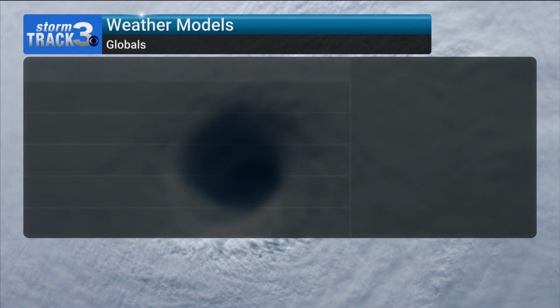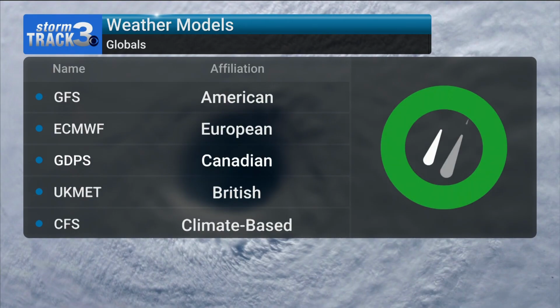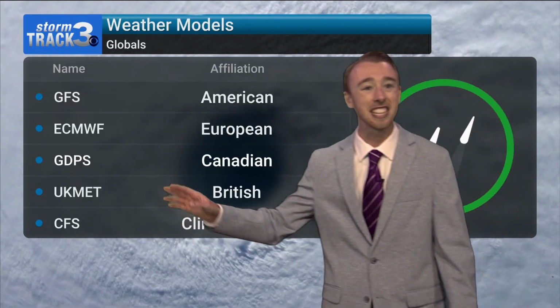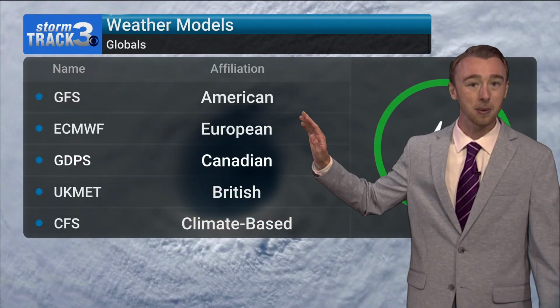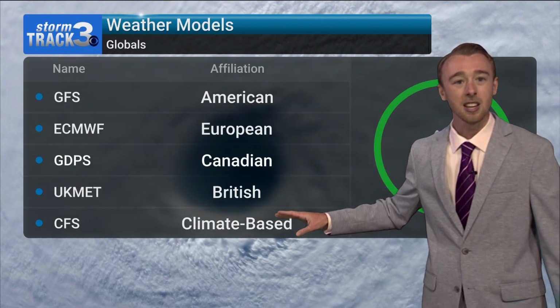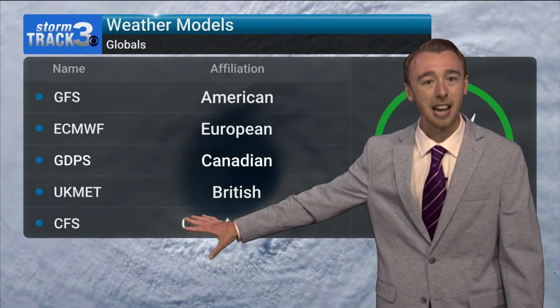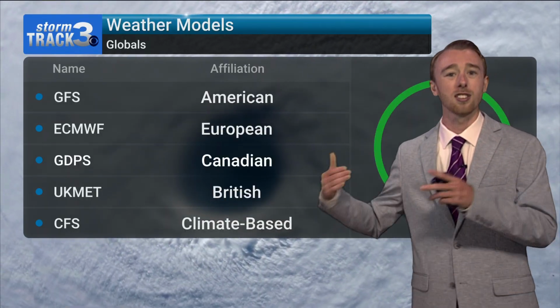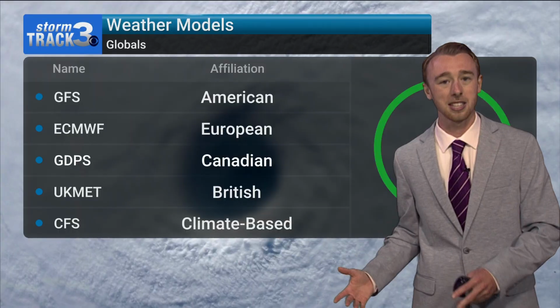First, we'll talk about what we call our global weather models. Here's a subset of them right here. The GFS model, which is the American model. We also have the ECMWF, which is the European model. Canadian model, the UKMET model is the British version. And we also have an American-based climate forecast system model. This is used for those summer outlooks, those winter outlooks typically.